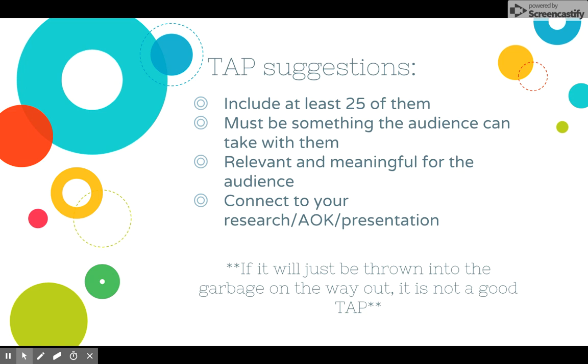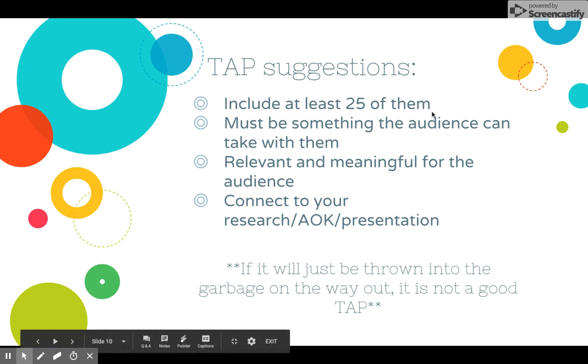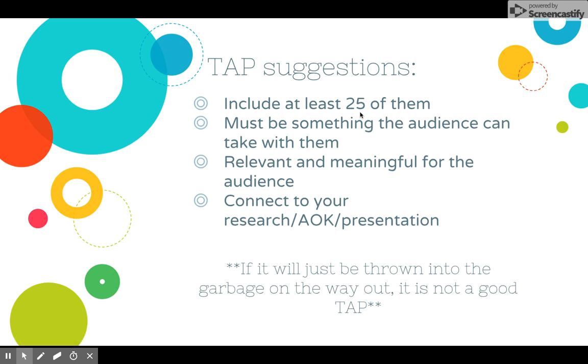When you do it, just know that if you do create a takeaway piece, 25 is a nice round number. You'll probably have more than 25 people in your audience, but obviously we're not looking for kids to break the bank on getting 50, 60, 70 takeaway pieces.